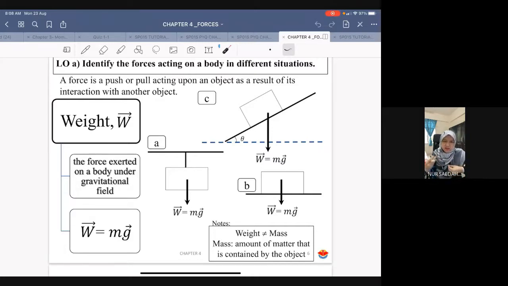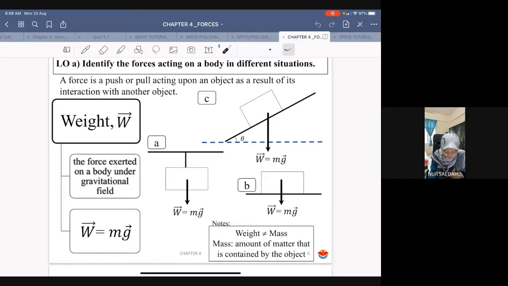Okay, gravity ni insyaAllah semua tempat ada gravity dekat bumi kita. Okay, so even dekat bulan pun masih lagi ada gravity. So cuma nilainya je yang berubah lah. Okay, so maksudnya mesti ada mass baru ada weight. Sebab tak semua objek ada mass by the way. Okay, so weight only happens when there is a mass in the body. So weight is the force exerted on a body under a gravitational field.